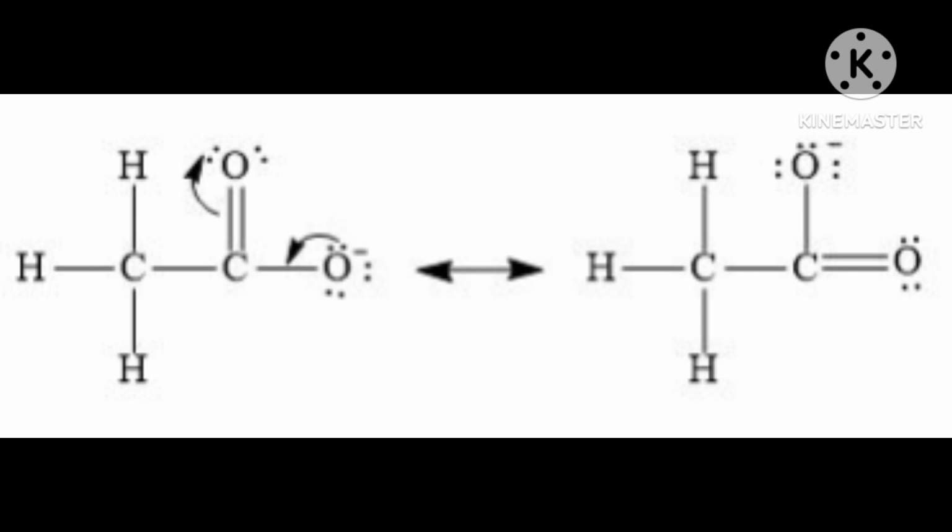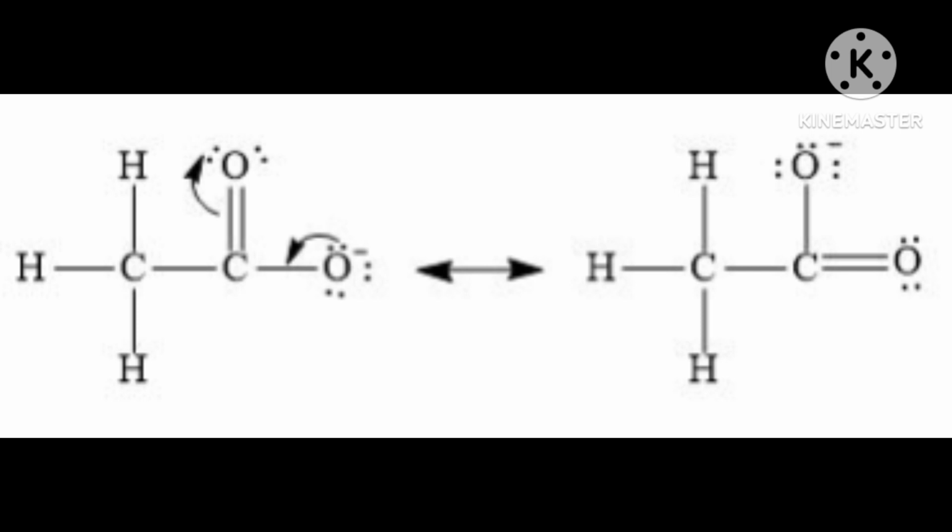Then structure 1 is CH3 double bond CH, again a single bond to C, and oxygen is attached by a double bond, having 2 lone pairs of electrons. After that, the last carbon is attached with hydrogen. This is the first structure.